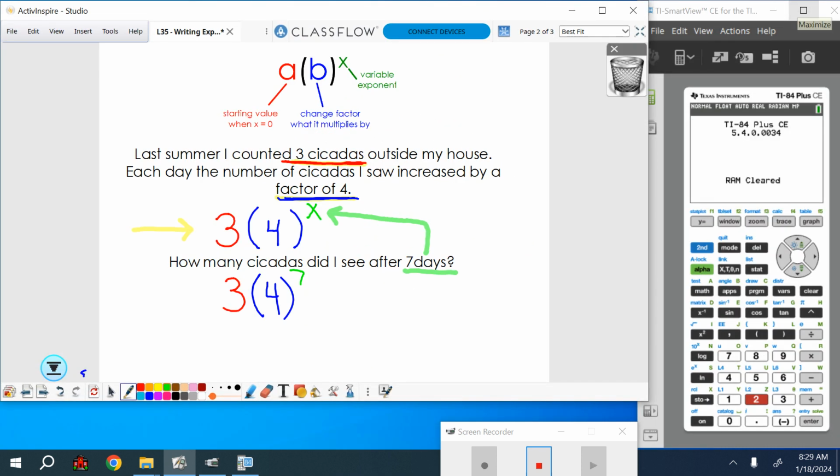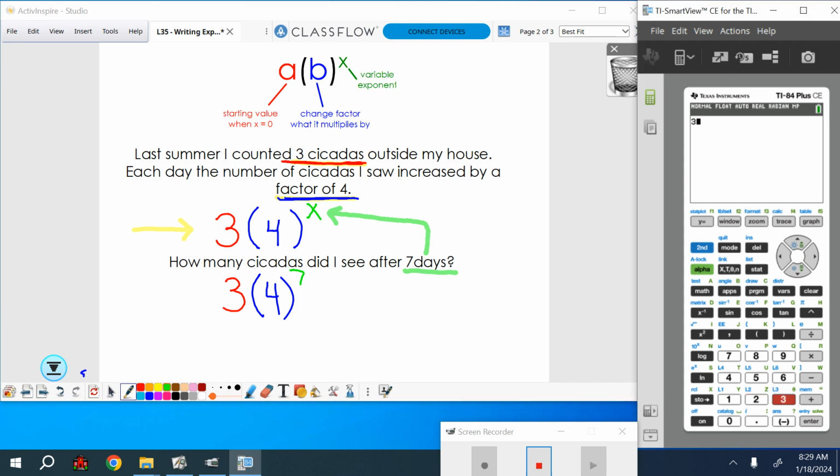So I've got my calculator over here. When I type this in, we're going to type it in exactly the way we see it. We're going to start with a value of 3. We're going to put in our parentheses with our change factor of 4. Now to do an exponent, we're going to use this little caret key here. That'll give me an exponent.